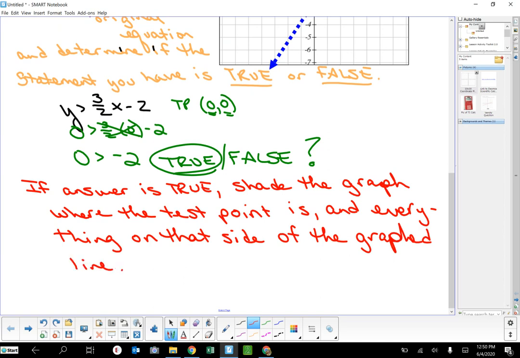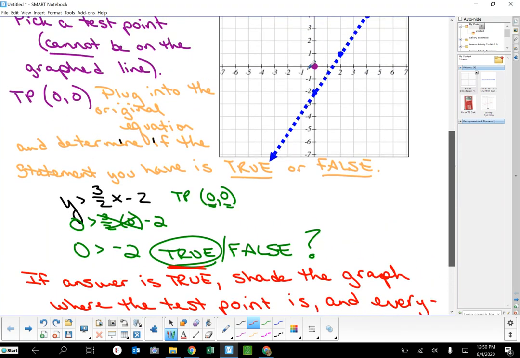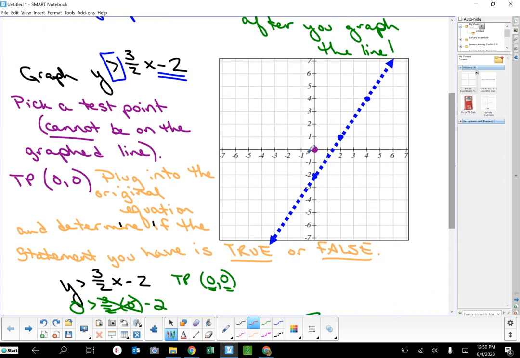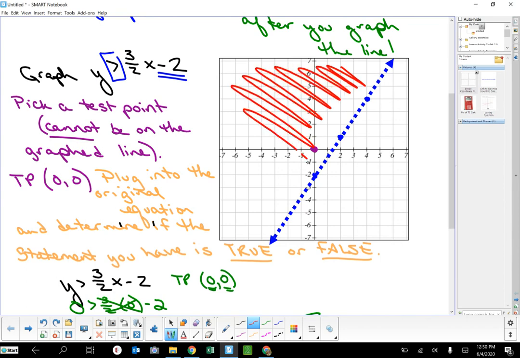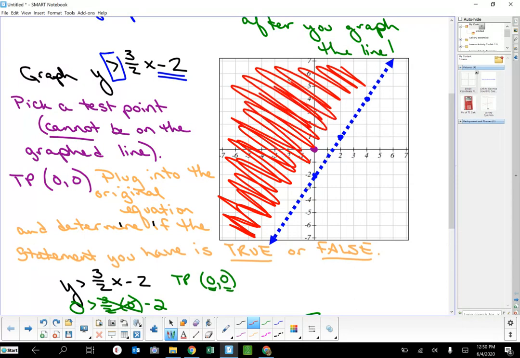Okay, so ours is true. So we're going to go back up. The test point is on the left-hand side of the line. So we're going to shade everything on the left-hand side of the line because anything over there is a solution. I could take this point and put it in and it'll be true. I could take this point and put it in and it'll be true. Everything over here is going to be true. Okay?